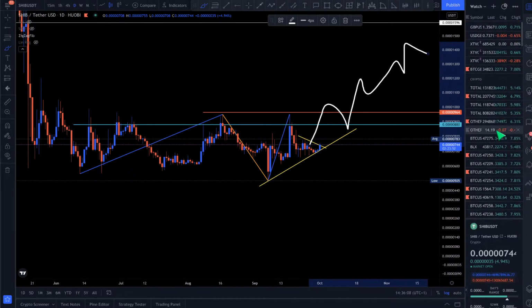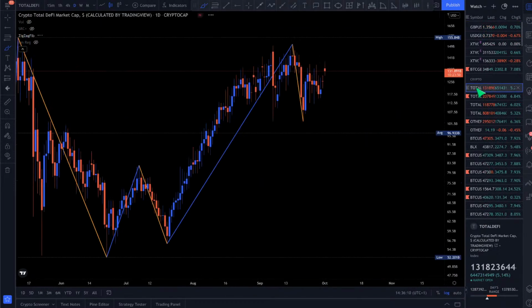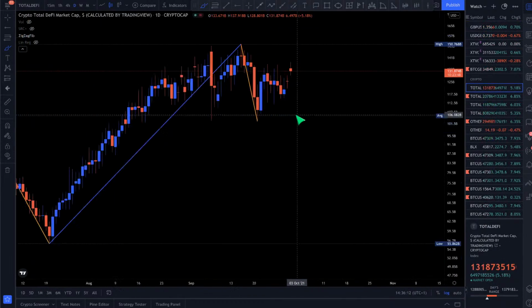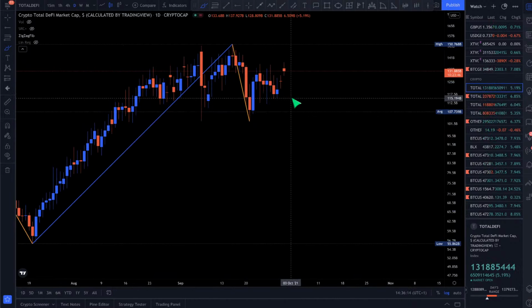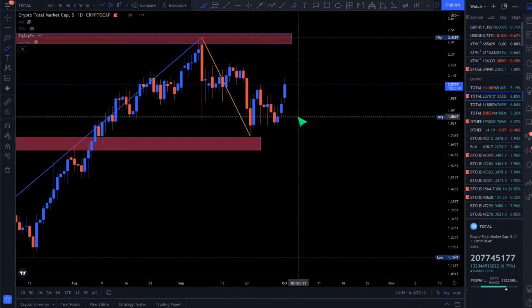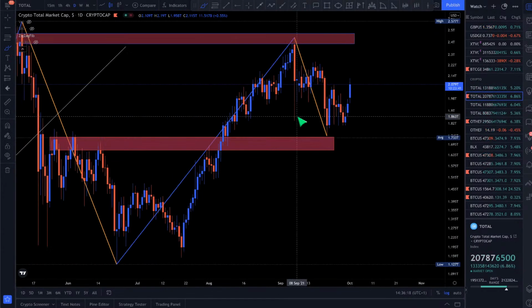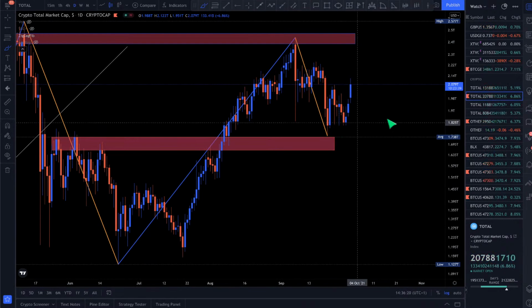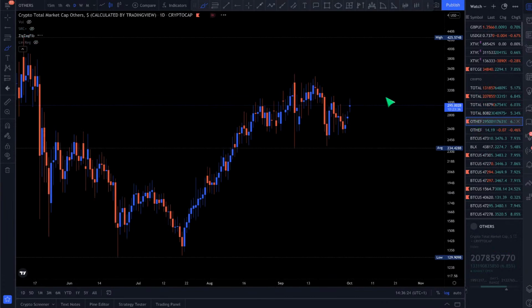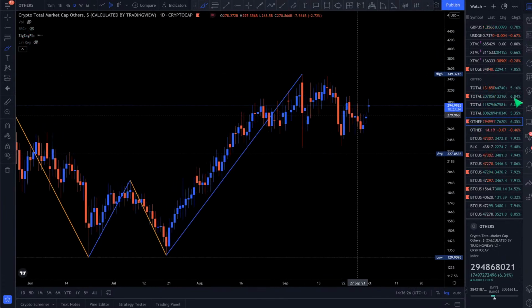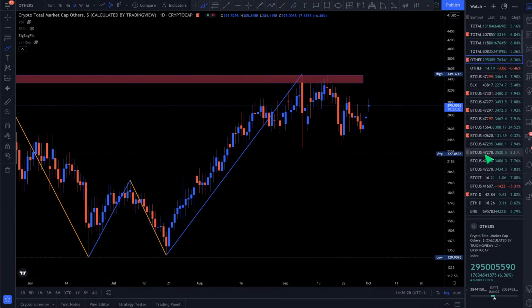I think it's not its time yet. Let's look at the total DeFi market cap. DeFi looking a bit choppy. No worries, I'm not going to bother too much about that. Total market cap looking very positive. So super solid there. I wouldn't fuss too much about that one. Looking at the others, kind of choppy, similar to DeFi. So nothing much to say here.